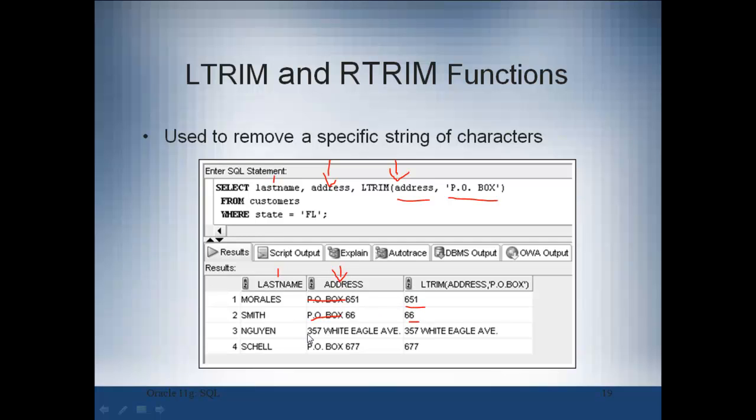This third record doesn't have it, so it remains untouched. And in the fourth record it takes out P.O. box and leaves us with just the 677. And the RTRIM will do the same thing, but only if the characters are on the right end of the string.